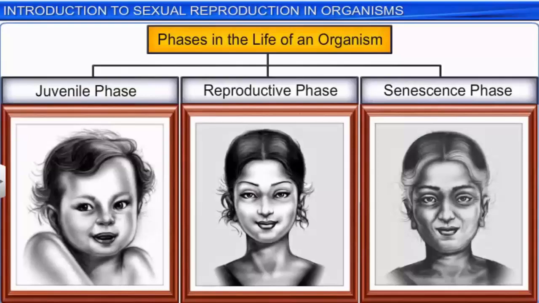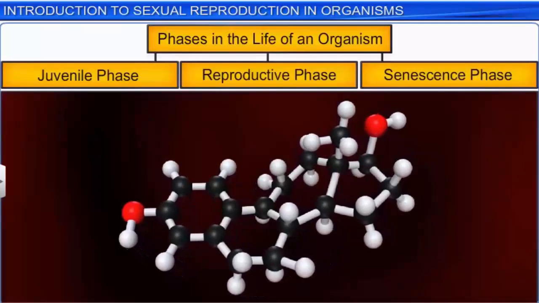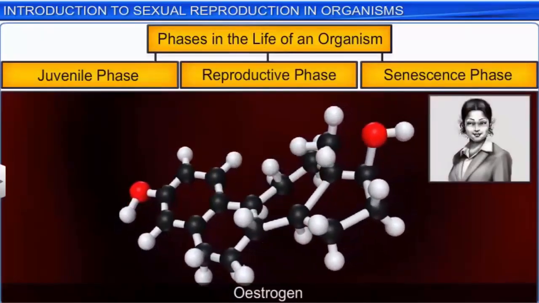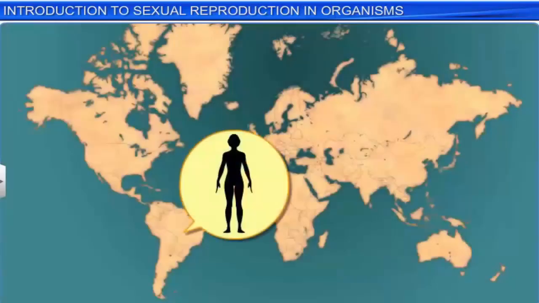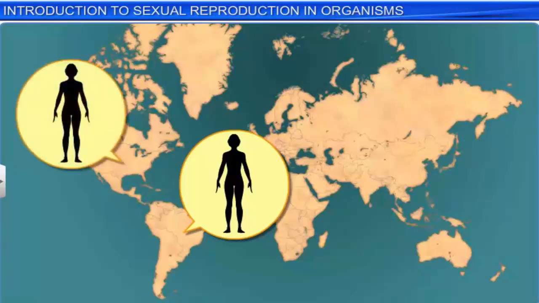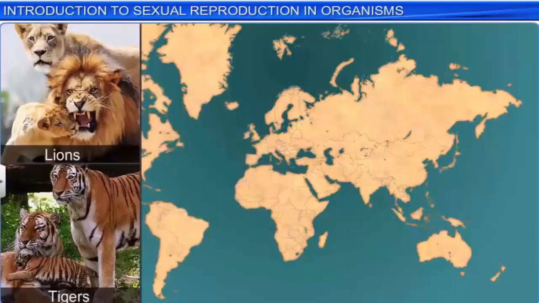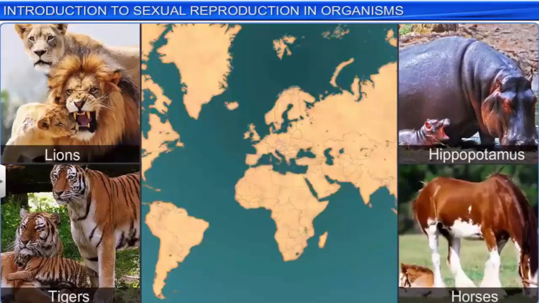Interestingly, the transition between the three stages is controlled by hormones as well as environmental factors. For instance, the release of the hormone estrogen triggers the menstrual cycle in girls. Moreover, girls living in tropical regions experience menstruation at an earlier age than those living in temperate regions. In most organisms, the reproductive phase plays a crucial role as it ensures continuity of life.